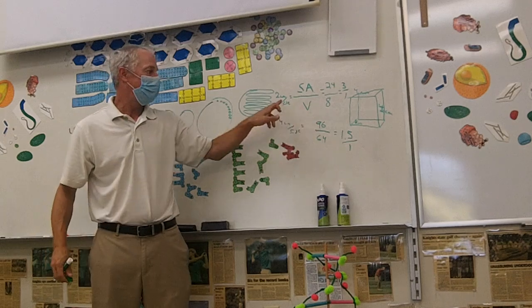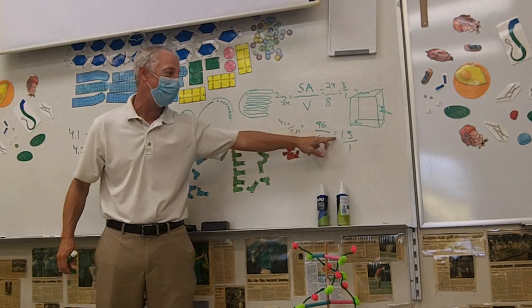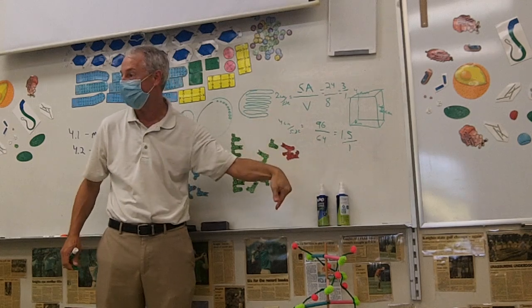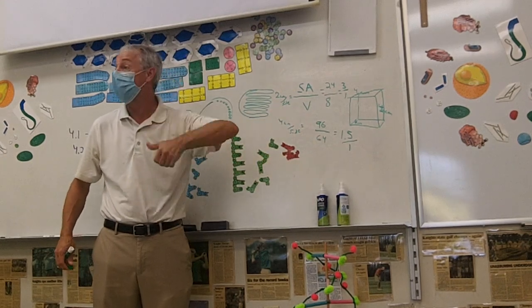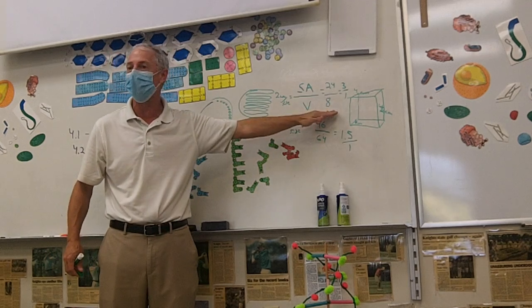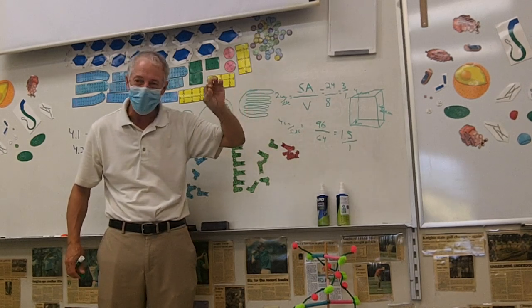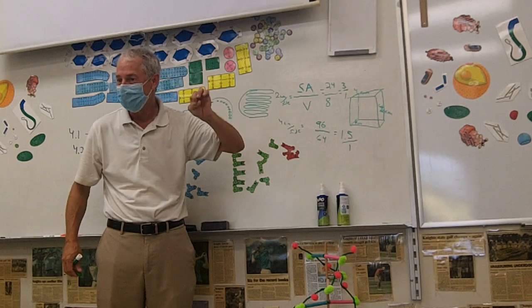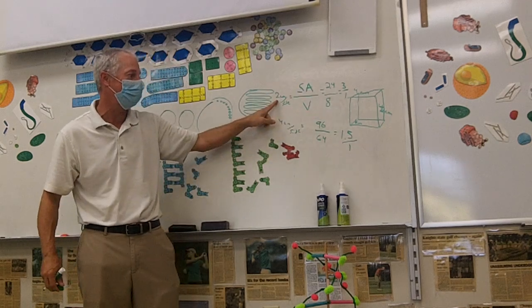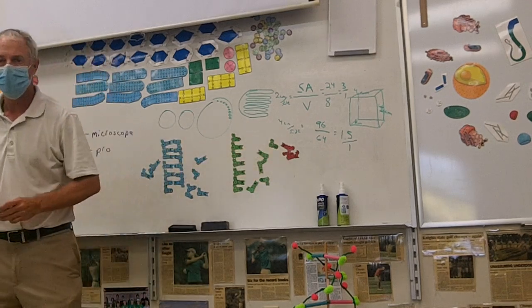Notice that when it was 2 centimeters on a side, the ratio is 3 to 1. When it's 4 centimeters on a side, the ratio is 1.5 to 1. The bigger the cell, the smaller the ratio. But you want a big ratio. Cells have it at like 4,000 or 5,000 to 1, because they're real small. You don't want a low surface area to volume ratio, you want a high one. So this cell, 2 centimeters on the side, is better than this cell, 4 centimeters. Does that make sense?